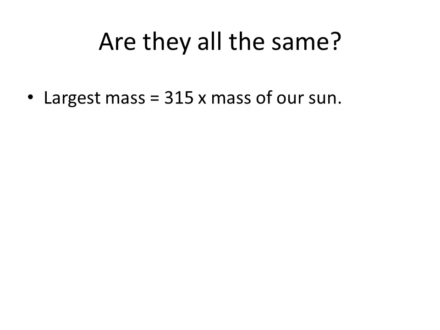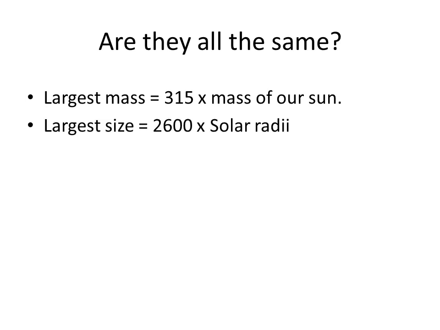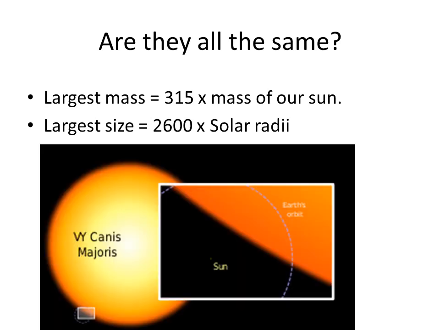At the other end of the scale, the star with the largest mass is about 315 times the mass of our sun, and the star with the largest size, which is not actually the same one, is around about 2,600 times the radius of our sun. So radius and mass don't actually necessarily directly link up. They sometimes do, but we'll have a look at that in more detail later on.